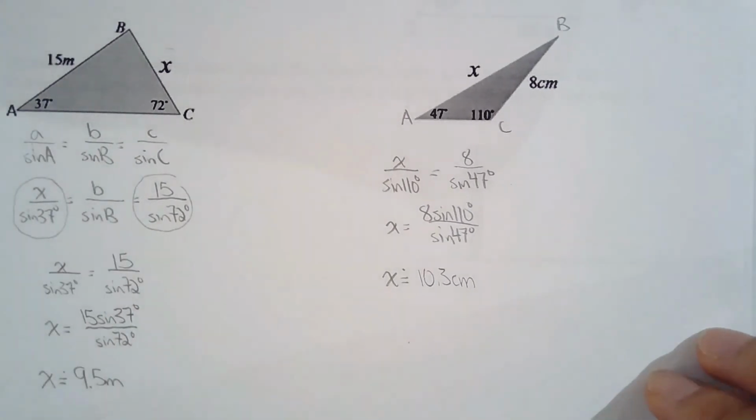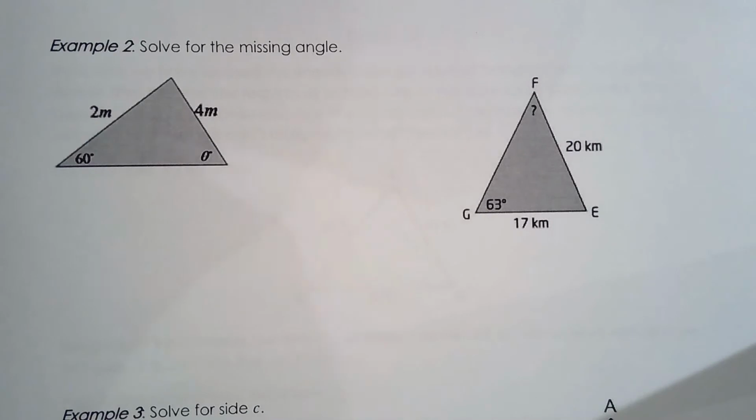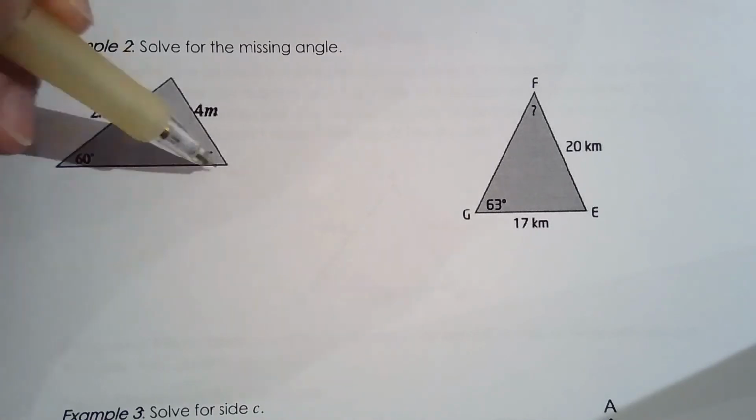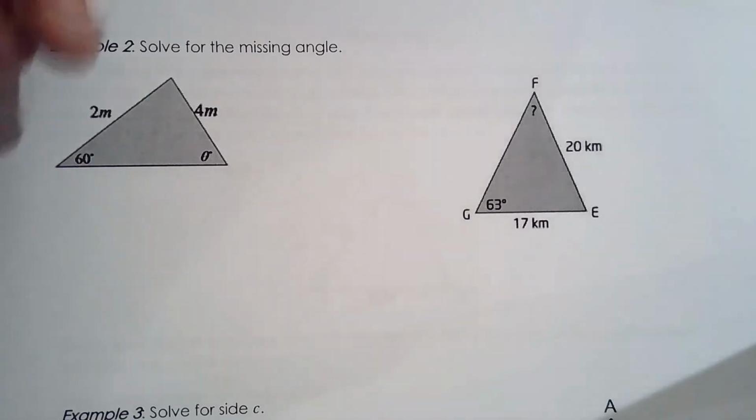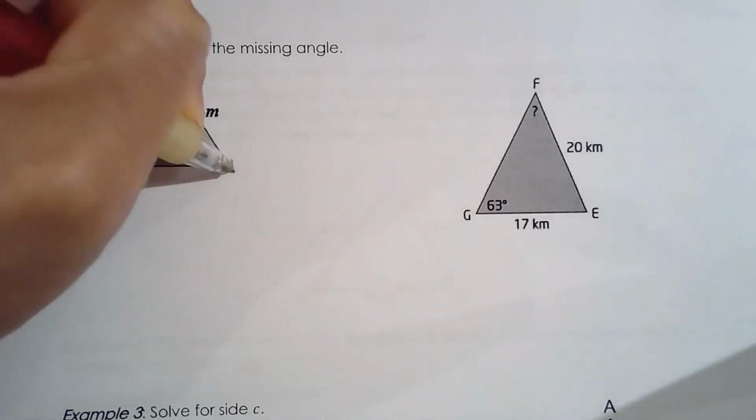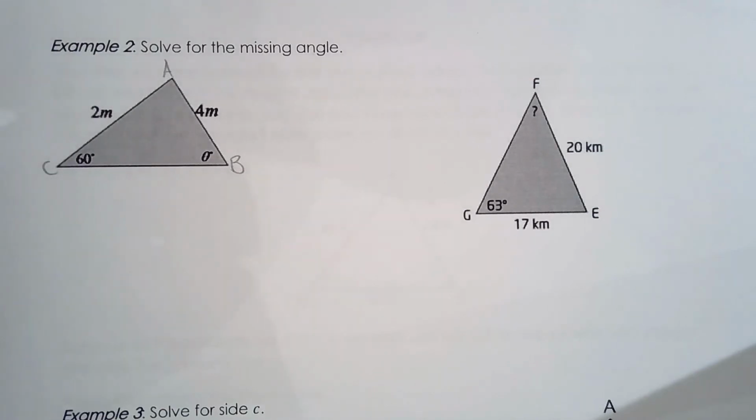All right, let's do a few more questions. So for example 2, they want us to solve for the missing angle, so no problem. As long as we have a side and its opposite angle, then we'll be able to use the sine law. So I can see from here I have this side and its opposite angle, so I'm feeling great about using the sine law. Sure, we can start by labeling the angles.